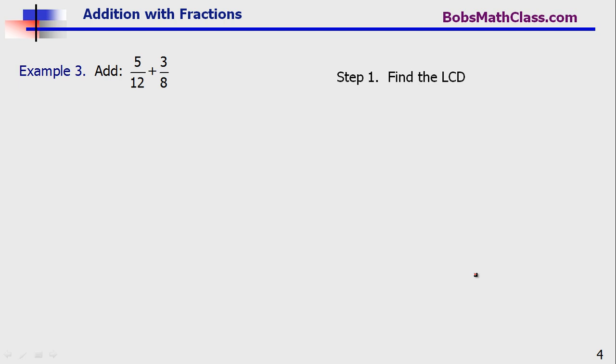Okay, so to find the LCD, we need to find the lowest common multiple of the denominators, 12 and 8. Now, some people may be able to look at those two numbers, 12 and 8, and find the lowest common multiple in their head, and that's fine. We're going to go ahead and do the prime factorization method. So you do the tree for 12, and then do the tree for 8. I'm not going to show that, but I'm going to show the result here.